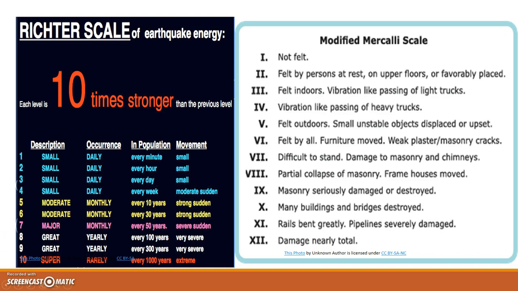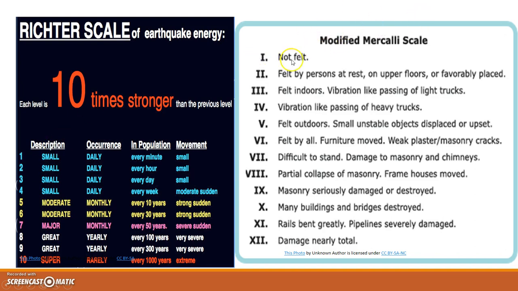And here's a picture of the Richter scale, and I just want you to write down and remember that each level on the Richter scale is 10 times stronger than the previous level. So if we have an earthquake that's a 3, it's 10 times stronger than an earthquake that was a 2. And if an earthquake's a 9, it's 10 times stronger than an earthquake that's registered as an 8. If you have an earthquake that's a 5, it is 1,000 times stronger than something that's a 2.